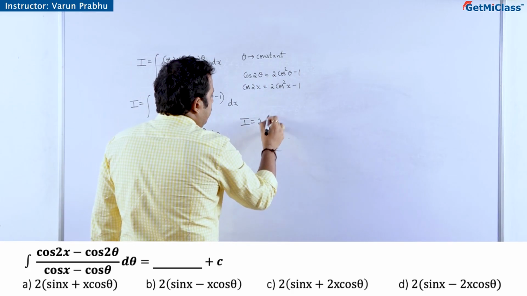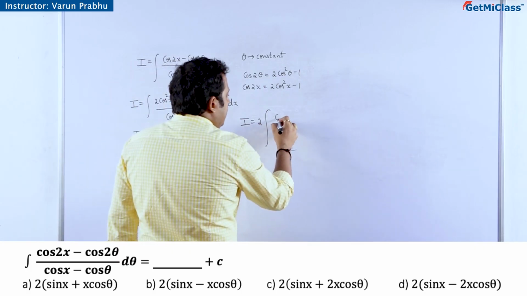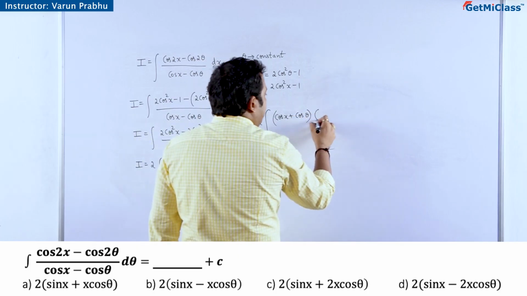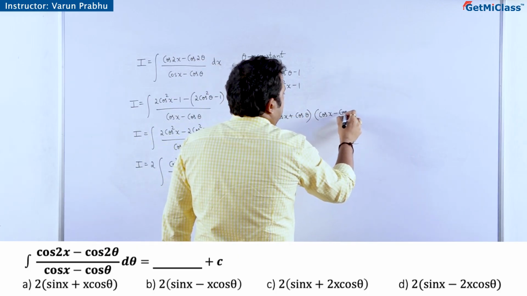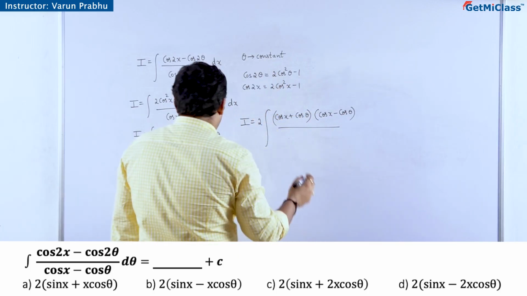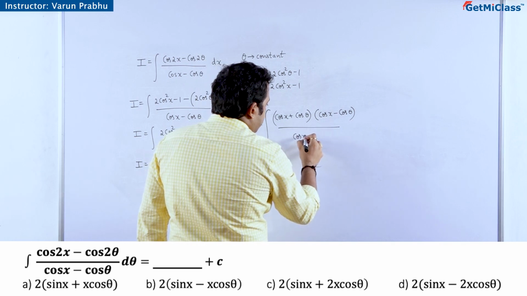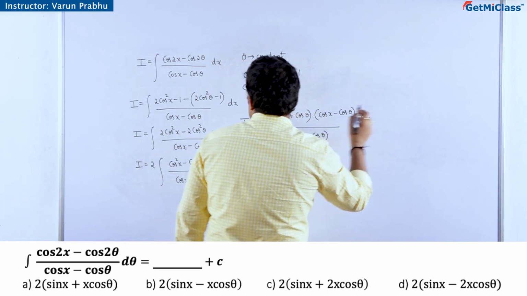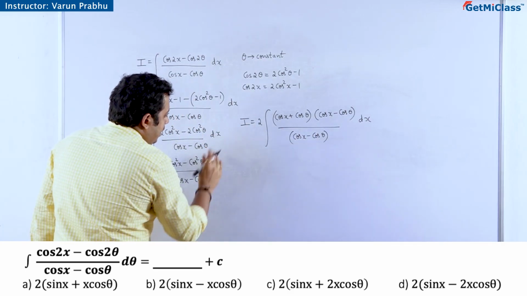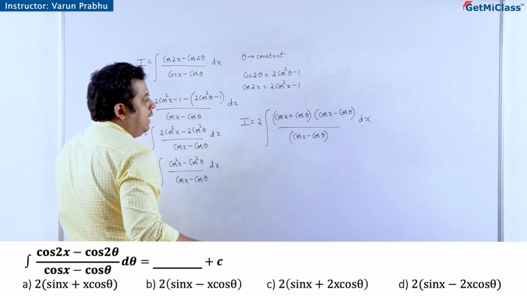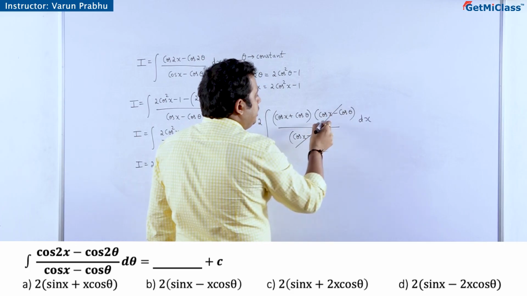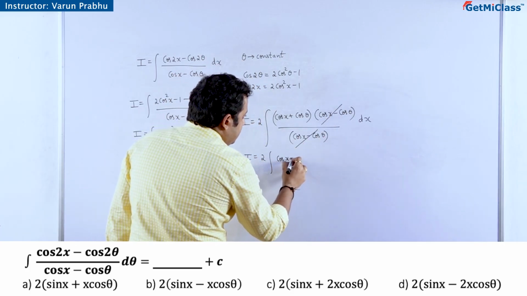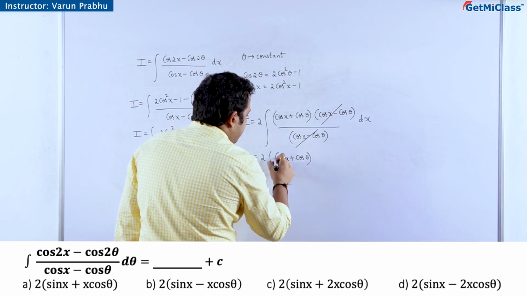I is equal to 2 times the integral of a squared minus b squared, which can be written as a plus b into a minus b. Correct? Whole divided by cos x minus cos theta, times dx, not d theta here, okay? Everywhere it is dx, not d theta, dx. So cos x minus cos theta will get cancelled. 2 times the integral of cos x plus cos theta times dx.